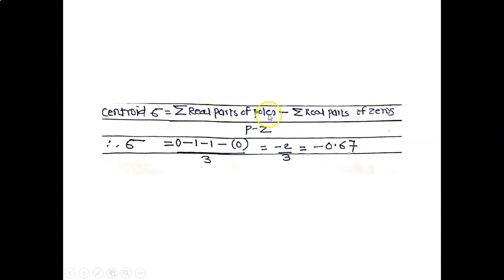Summation of real parts of poles minus summation of real parts of zeros divided by p minus z. Therefore sigma is equal to summation of real parts of poles. 3 poles are there: 0, minus 1 plus j, minus 1 minus j. Only real values are to be taken. Therefore sigma is equal to 0 minus 1 minus 0 divided by 3, which is equal to minus 2 divided by 3, which is equal to minus 0.67.